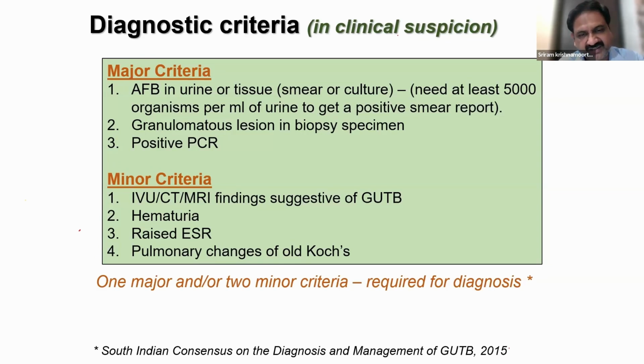Or if there are radiological findings suggestive of TB, clinical findings like hematuria suggestive of TB, biochemical findings in the form of raised ESR. ESR is very high, 100. We were talking earlier about why ESR is high, above 100 or near 100, in patients with GUTB. And if there are lung changes seen in the X-ray chest of treated or old pulmonary tuberculosis, all these are feasible. If you have clinical, radiological, biochemical, or pulmonary findings suggestive of tuberculosis, and two of these criteria are met, that itself is sufficient for you to start the patient on ATT.